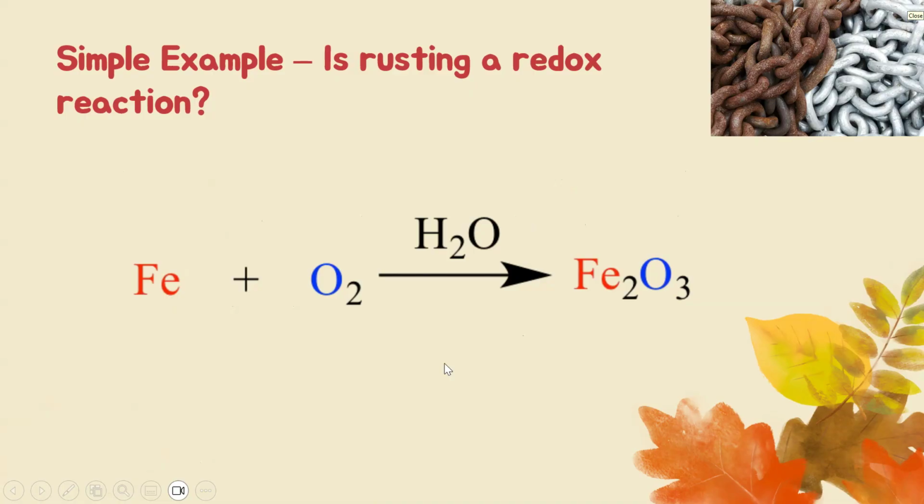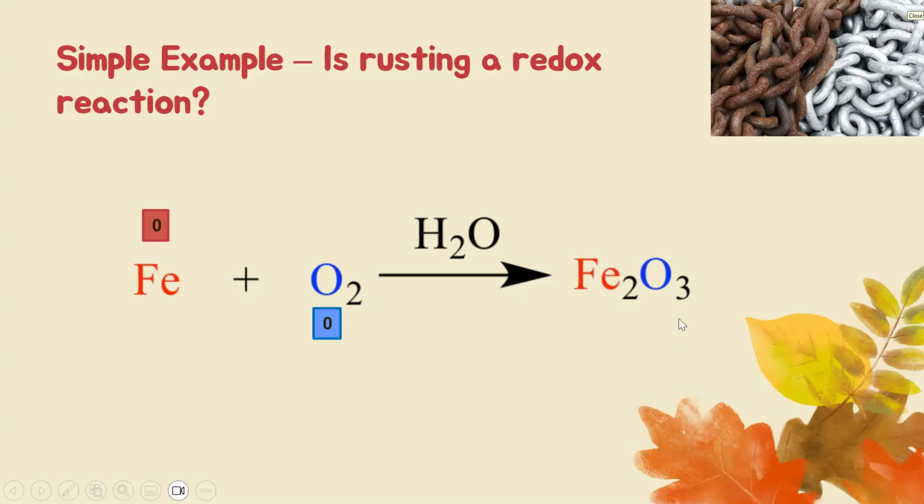So here's a simple example for you: is rusting a redox reaction? Here we have iron and oxygen, in the presence of water, forming Fe2O3. So let's assign oxidation numbers. Iron is in its elemental form, so it's going to be 0. Oxygen is in its elemental form, so it's going to be 0.